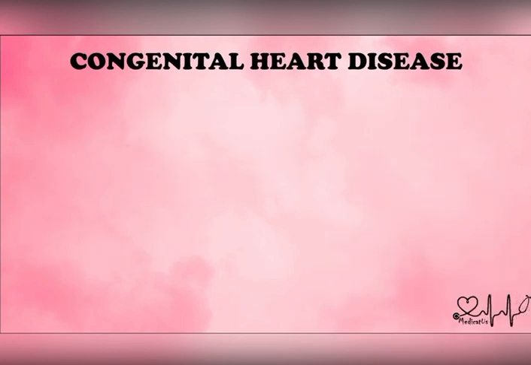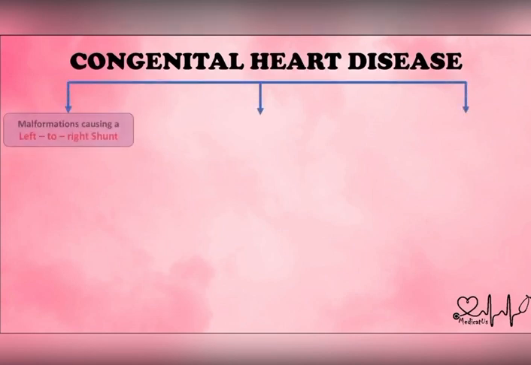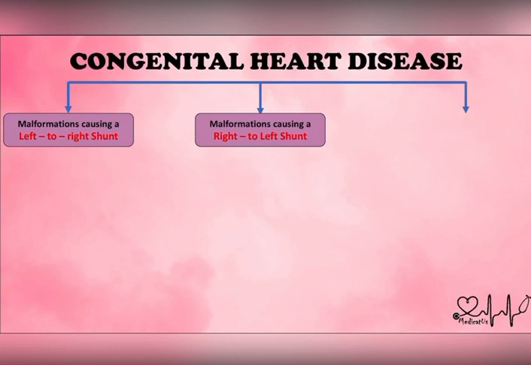Most of these structural abnormalities in congenital heart disease can be organized into three major categories: malformation causing a left to right shunt, or a right to left shunt, or a malformation causing obstruction.